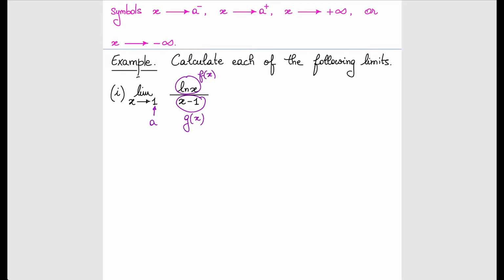And what does it say? Let me just erase all of these.